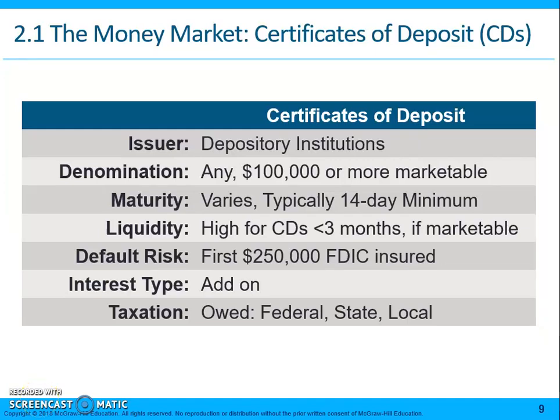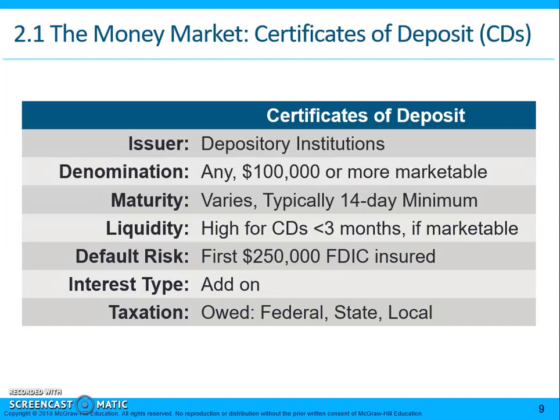Last lecture, we talked about treasury bills. We're going to talk about all the other types of money market instruments in this section. First of which will be certificates of deposit, or CDs. The issuers of certificates of deposit have historically been depository institutions. However, what are called brokered CDs have become much more popular in recent years. Those are certificates of deposit issued by brokerage firms.